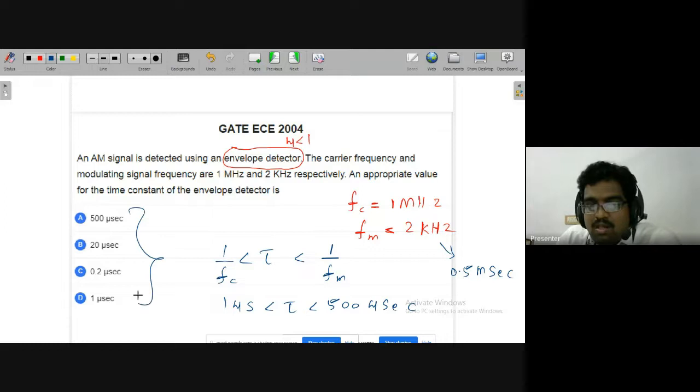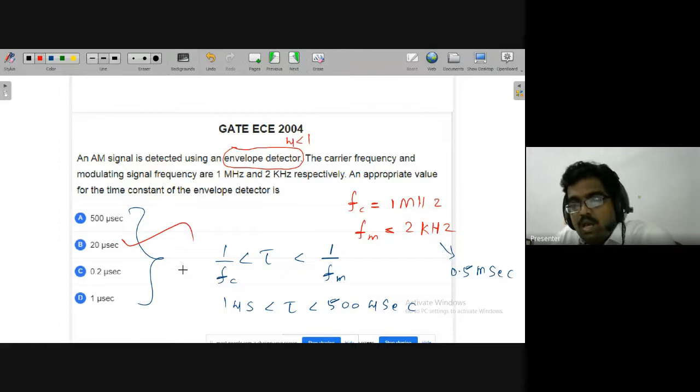Out of all the options, tau should be greater than 1 microsecond and less than 500 microseconds. So B is the answer. You should know this formula.